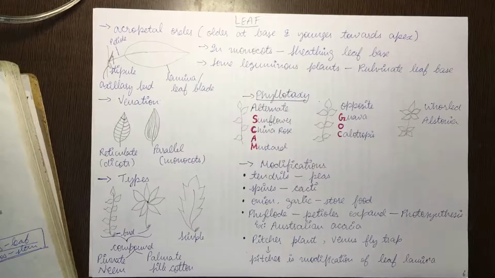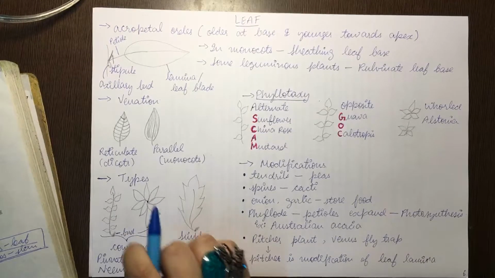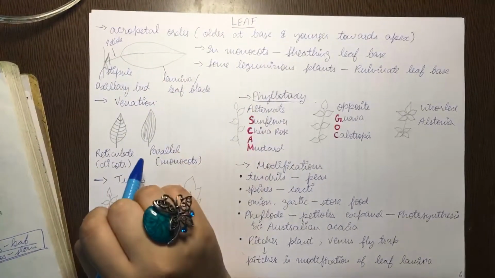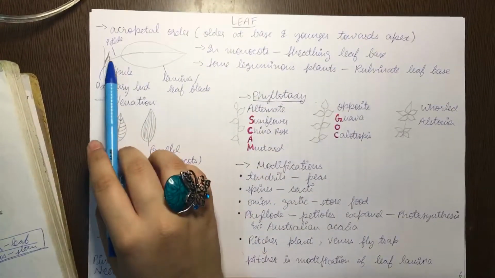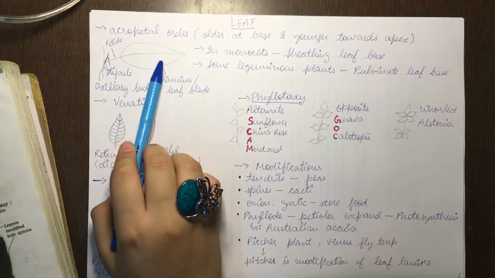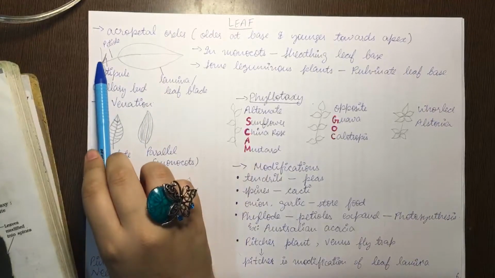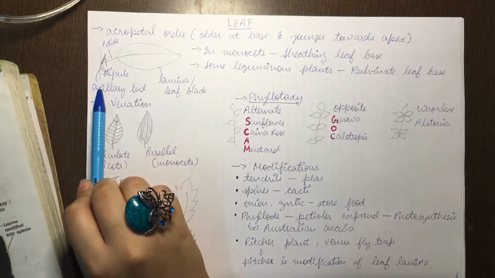We move on to the leaf. There's this line in NCERT that says leaves originate from shoot apical meristems and are arranged in an acropetal order. So I've written it down here for you. Acropetal means older at the base and younger towards apex. A simple structure of a leaf. This is the petiole, stalk of a leaf. This is the lamina or the leaf blade. This is a stipule. And here is the axillary bud.